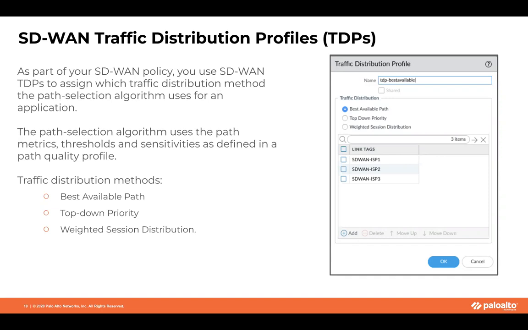And basically, when using this method, the path selection algorithm uses the PQP exclusively to choose the best path from the list of all these available link tags, right? So if multiple paths are qualified, then that path selection algorithm will use the sensitivity values that we've talked about within PQPs to prioritize which metric is used first in the selection process. So you'll typically use best available path when link cost is usually not a factor, right?